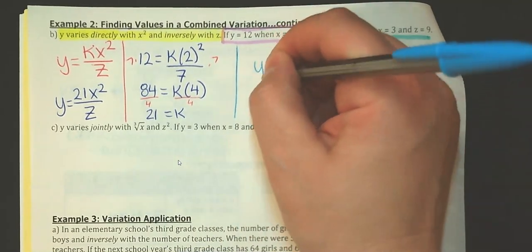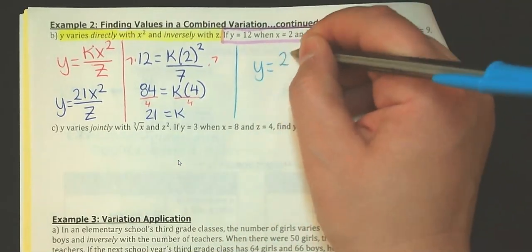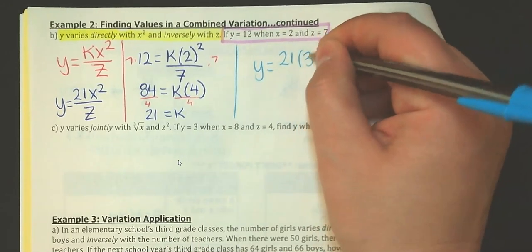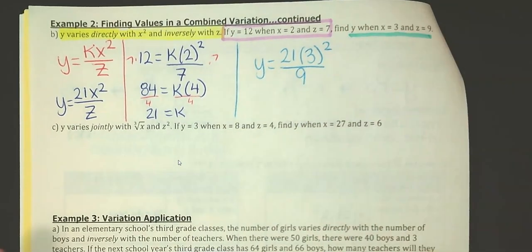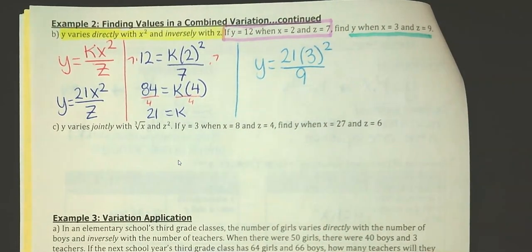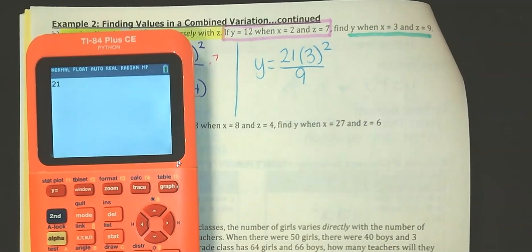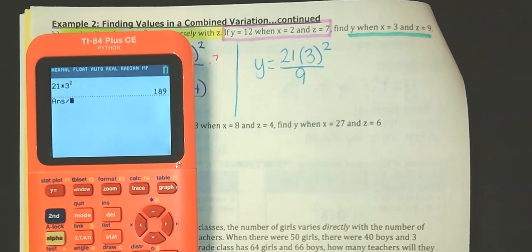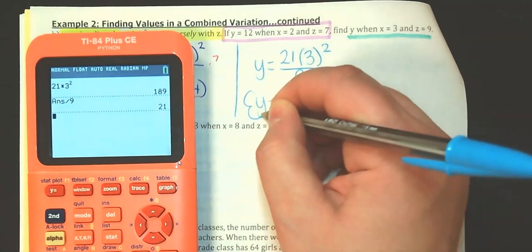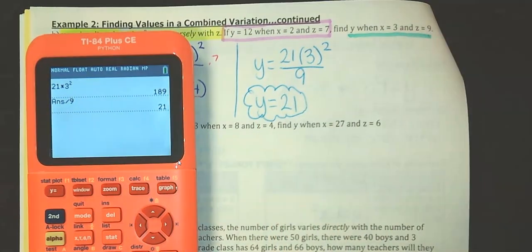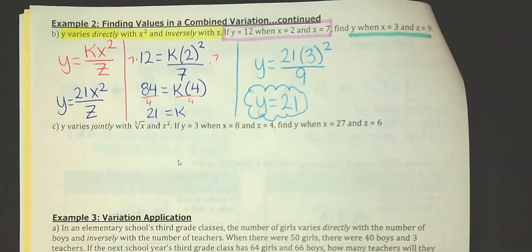I don't know y, so that's going to be my variable. My k value is 21. They're telling us to plug in 3 for x, that's going to get squared. And then z, they're telling us to plug in 9. So you just write on your calculator. I'm going to do 21 times 3 squared. That's the top of the fraction. And then I'm going to divide that by 9. And actually, y is going to be 21 here. So it's kind of like 2 questions in one. You got to set up the equation, and then you got to use that equation to find something else. That's how these are usually going to work.